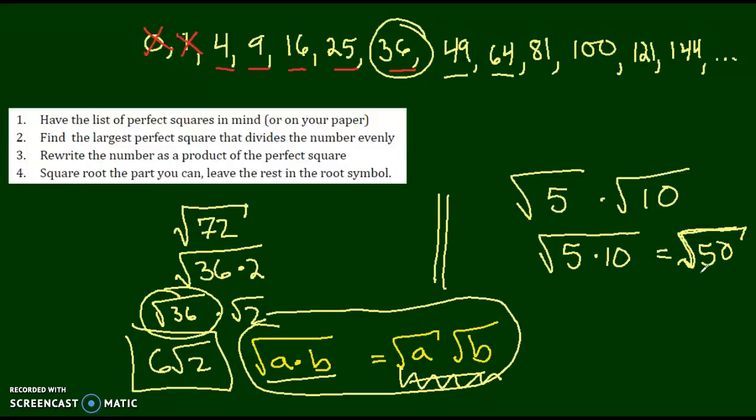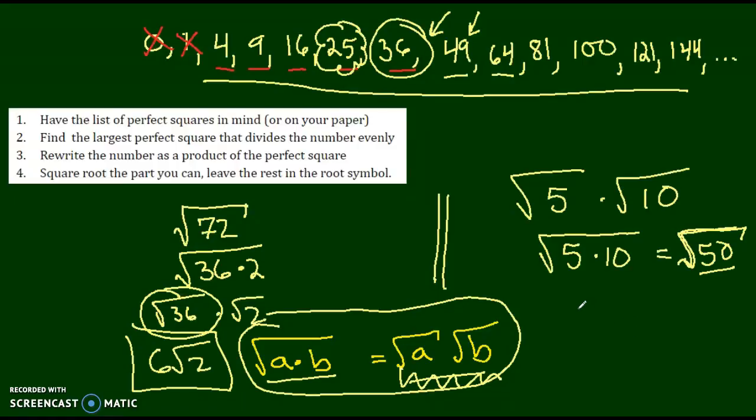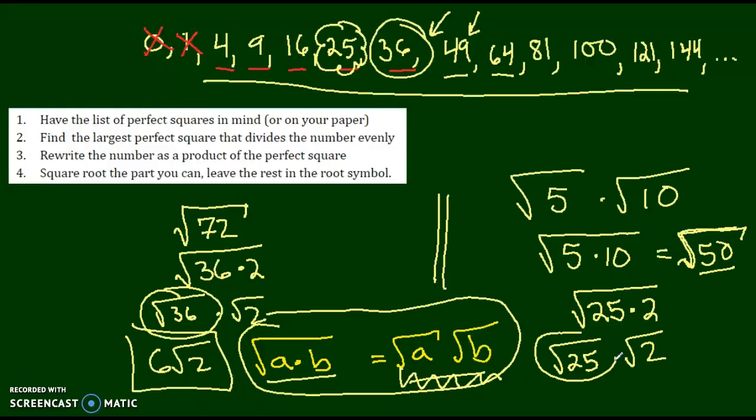So again, the first thing I'll notice is it's not in my list of perfect squares. So I'll start high and I'll work low. 49, that won't go into 50. 36 won't go into 50, but 25 definitely does. So I can take that 50, break it up as a perfect square that goes into 50, and whatever will be left. Break that product up into root 25 times root 2, square root the part that I can, and then have a root 2.